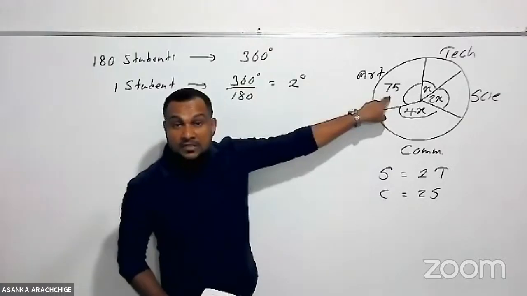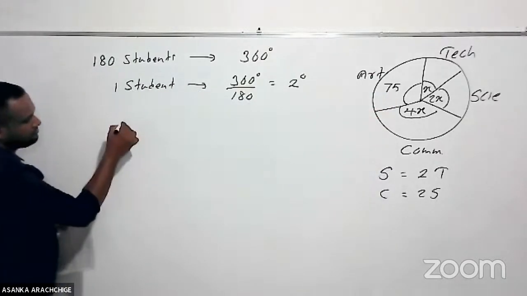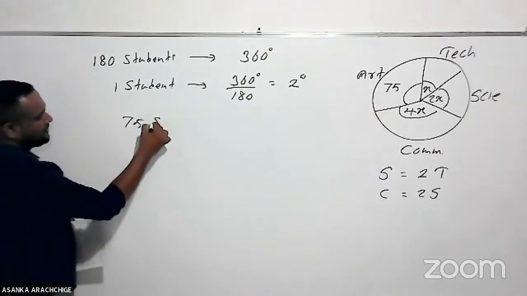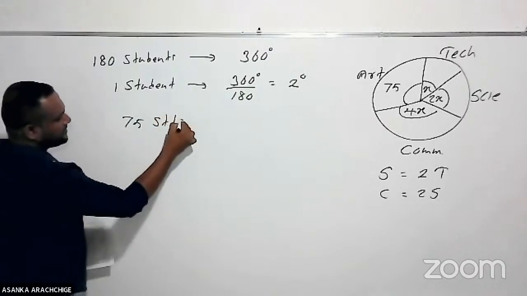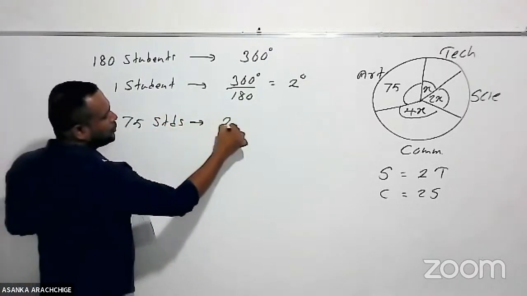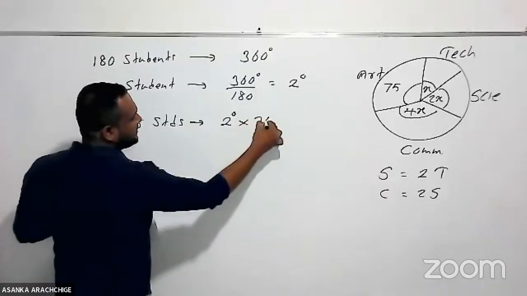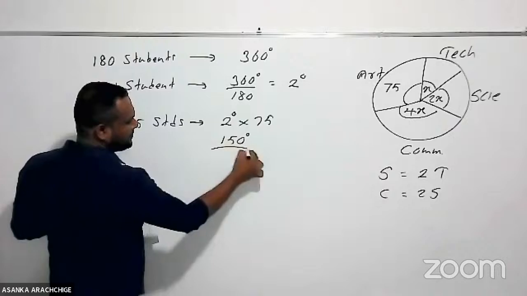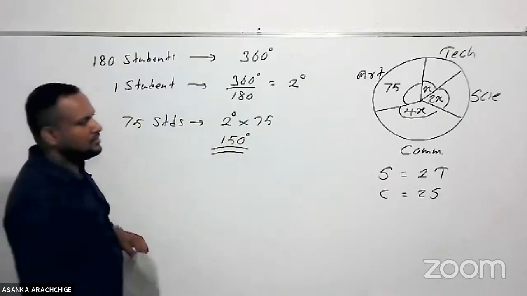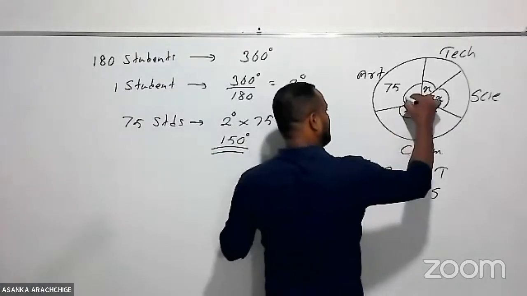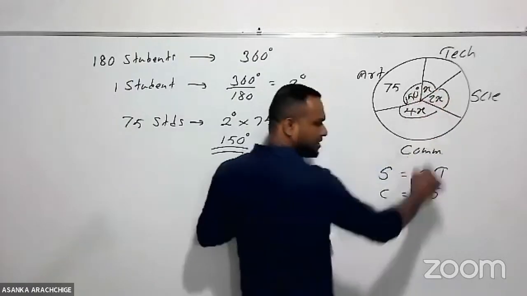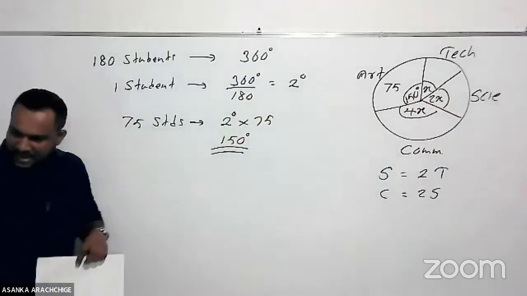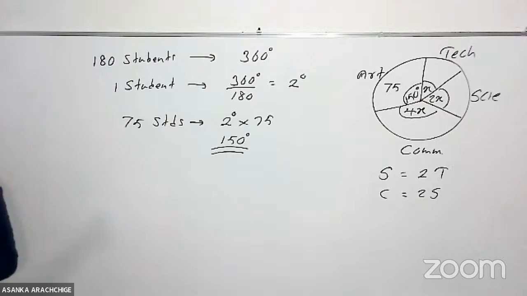Then to represent 75 students, we need 2 degrees times 75, which is 150 degrees. This angle must be 150. Clear?